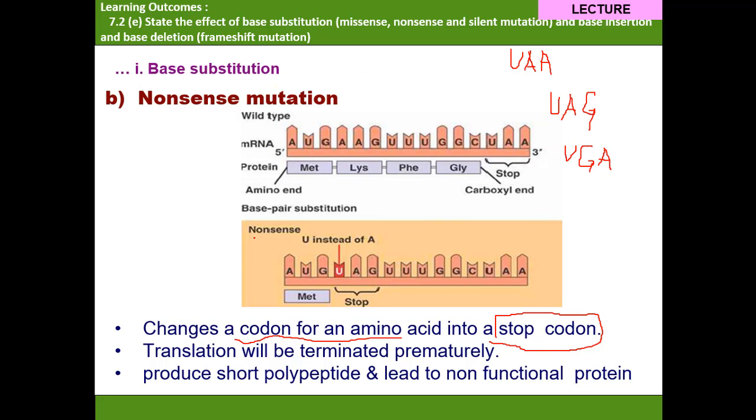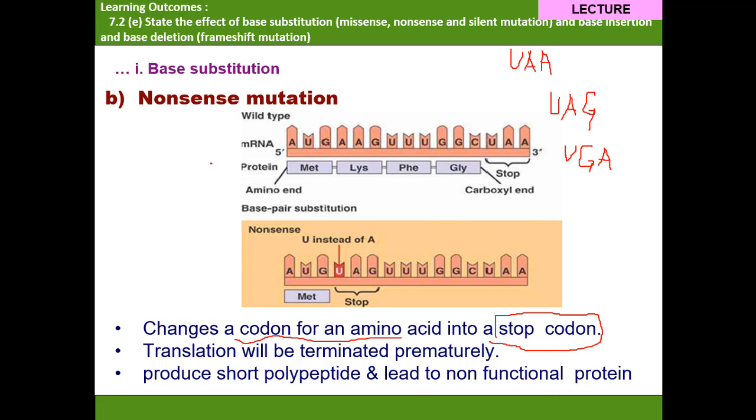So nonsense mutation changes a codon for an amino acid into a stop codon. This will cause translation to be terminated prematurely. As a result, it will produce a short polypeptide and lead to a non-functional protein. So we will see the example.